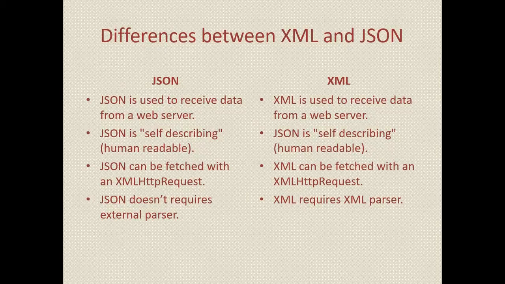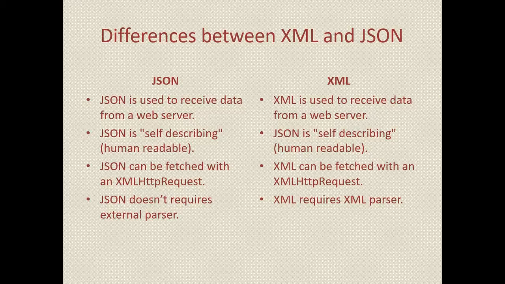Now we'll see the differences between XML and JSON. Why are many developers choosing JSON? JSON is used to retrieve data from a web server, and XML is also used to retrieve data from a web server. JSON is self-describing and human readable, and XML is also a human readable format, but they both share the same properties, but there are some differences.